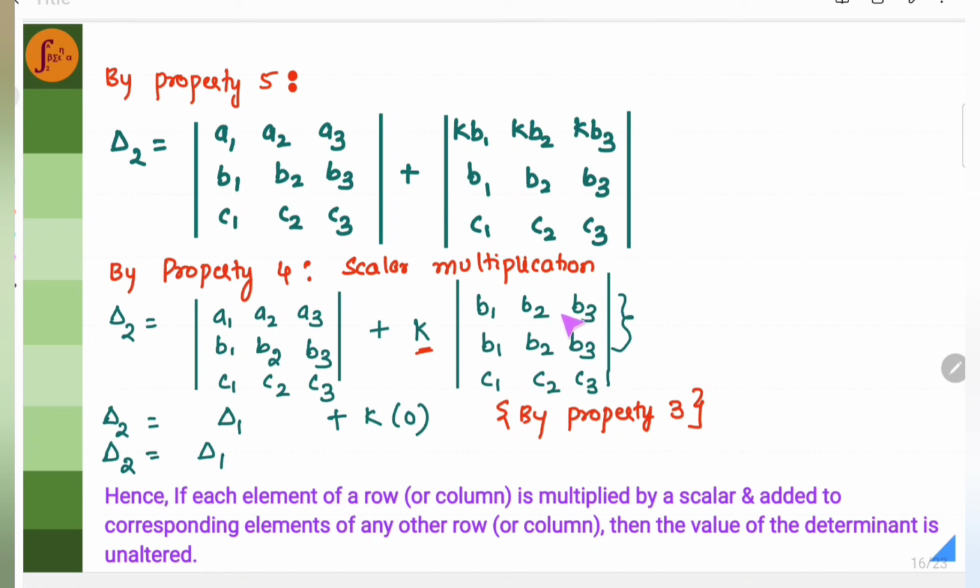Now what happens here? There are two rows which are identical. Another property says that for two identical rows, the determinant is 0. Determinant is 0 for this, if two rows are identical. And K into 0 is 0. Then we are left with the determinant of this particular matrix, which is determinant 1.